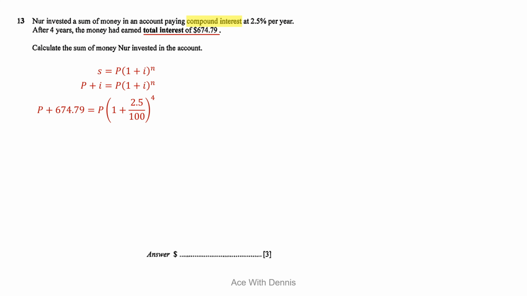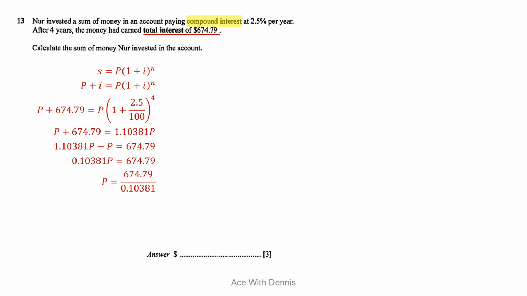So the equation becomes P plus 674.79 equals P bracket 1 plus 2.5 over 100 to the power of 4. Then we simplify. It becomes P plus 674.79 equals 1.10381P. Then 1.10381P minus P equals 674.79, which is 0.10381P equals 674.79, and P will be 674.79 divided by 0.10381.